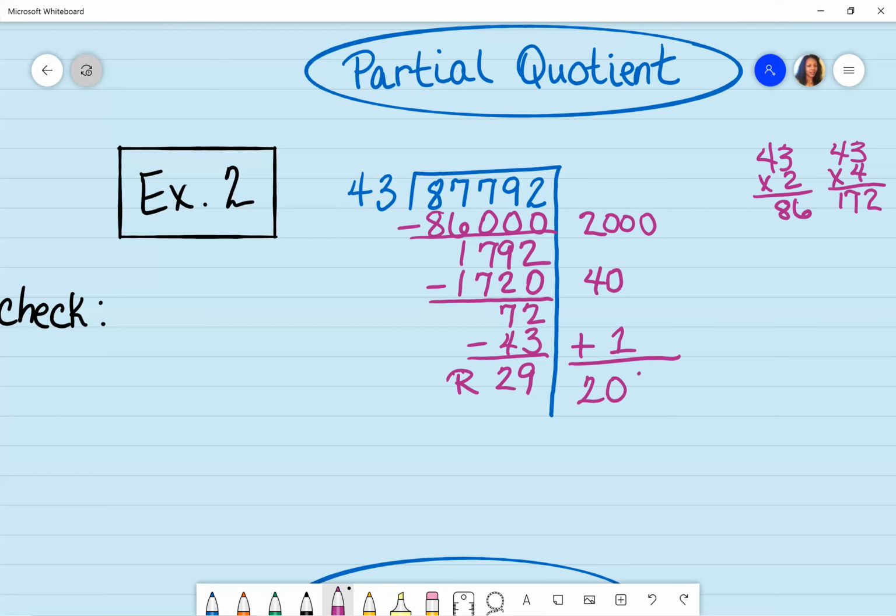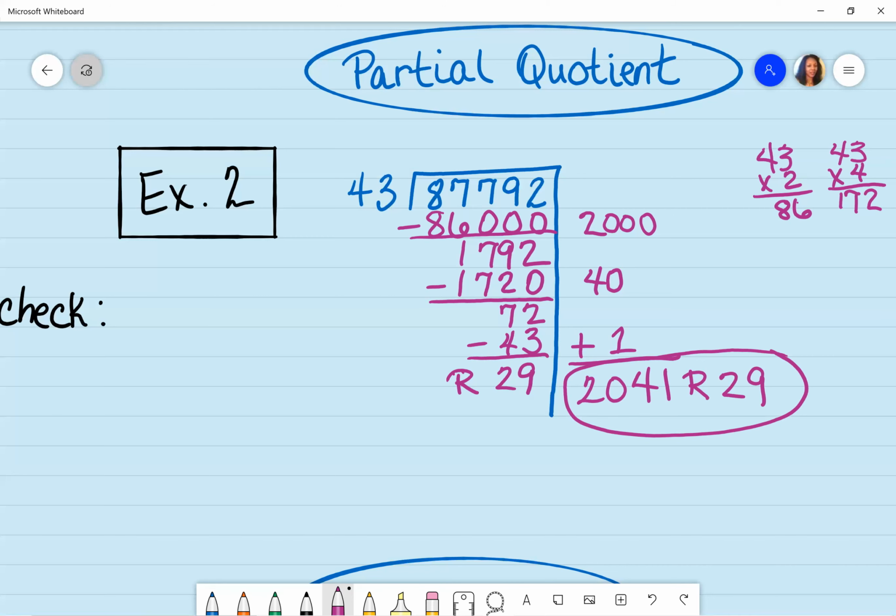2041. And what would my remainder be? 29. So this is my final answer, which is known as what? The quotient. The quotient with the remainder.